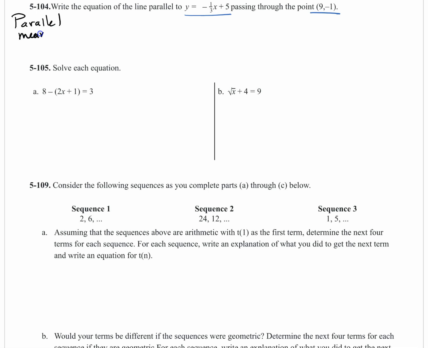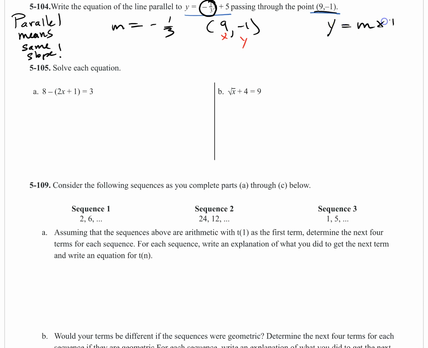Parallel means same slope. Alright, so we need our slope, which will be the same. And we'll pick a point. They only give us 1 point. So that'll be our x and y coordinate. So here's what we're going to do.